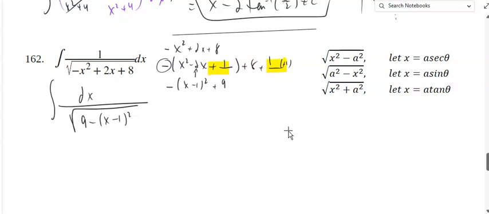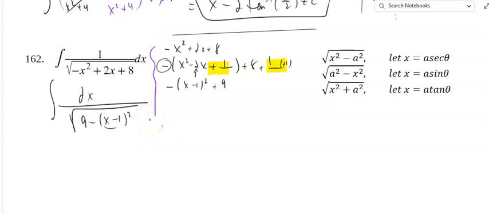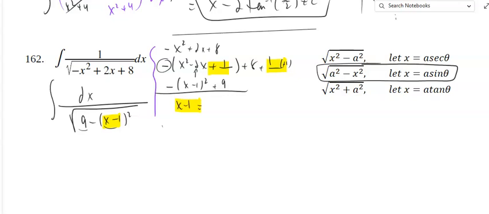Okay, here we are. Well, let's see how this plays. So here, I could use a u-sub, let u equal x minus 1. Or I could say, look, it's matching this. What's taken the place of a? Obviously, what is squared to get 9, 3? What's taken the place of x? You could say, one shot, let x minus 1 equal, a is a 3, and what? Sine of theta.